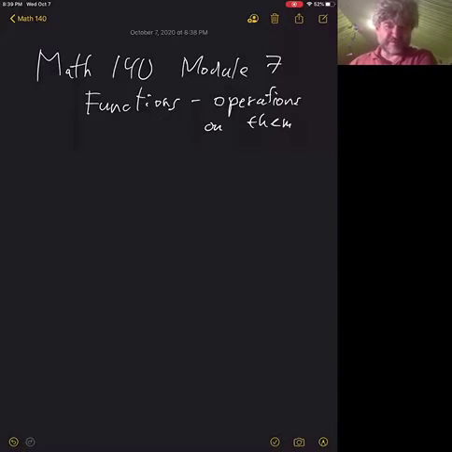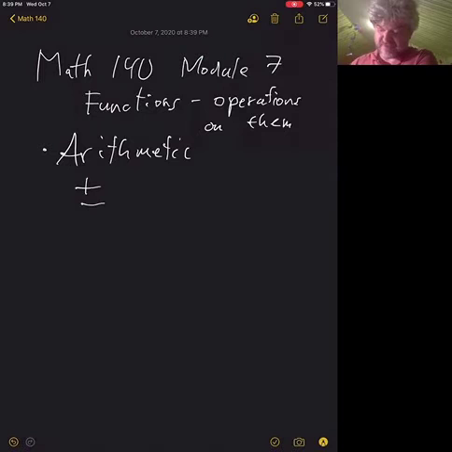Hello, this is Math 140, talking about Module 7, and we need to talk about functions again, this time operations on them. So there are 4 basic things that we can do with numbers, and we can do the same thing with functions. We've got the 4 basic operations in arithmetic. That would be plus, minus, multiplication and division.